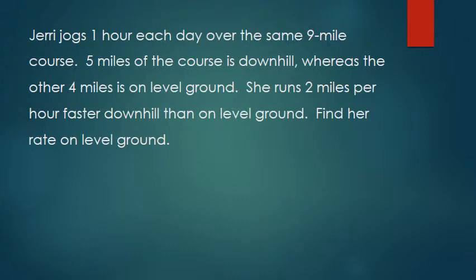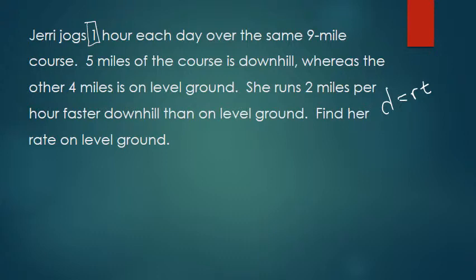So here, it's really important to notice that we're being given distances, rates, and times. So we know that our basic equation is going to be d, as in distance, equals rate times time. And then we need to take the information that they've given us and plug the information into that equation. Okay, so it also says that she jogs 1 hour each day over the same 9-mile course. This is very important because we know that the total trip takes 1 hour.